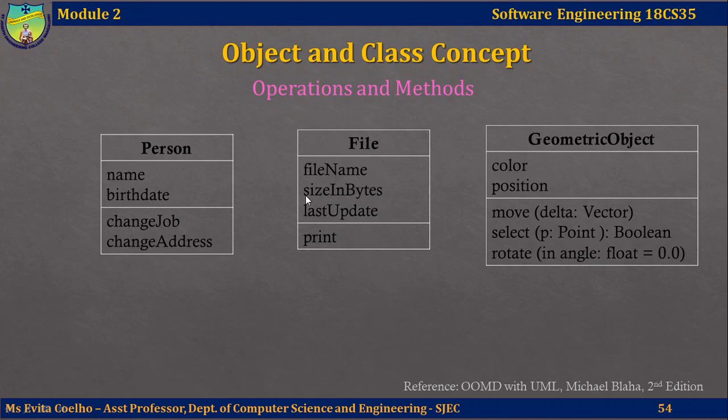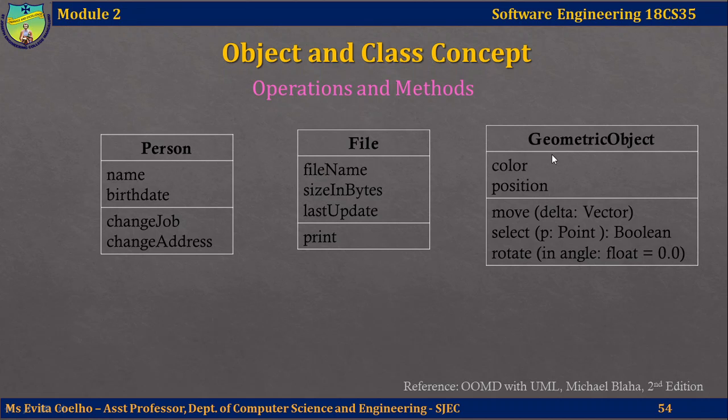Note the difference between attributes and methods. Attributes are properties of a file. Methods are operations or tasks you can perform on objects created for the file. So you can print a file, so that is an operation.